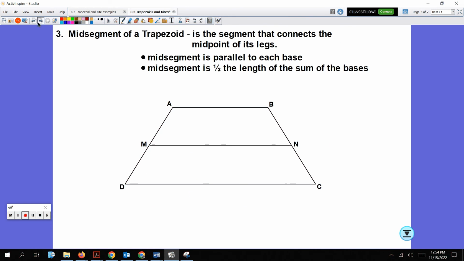All right, next is the mid-segment of a trapezoid. It is the segment that contains the midpoints of the legs. The mid-segment is also parallel to each of the bases. So these guys are all parallel to each other, okay? So what it is also saying is, if M splits AD, then that means AM and MD are congruent, as well as BN and NC are congruent. Okay, so that is what that is.